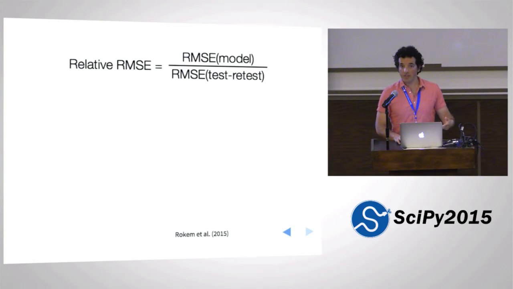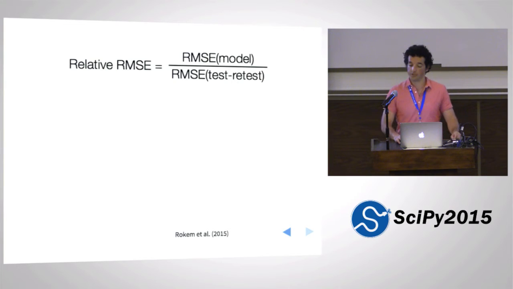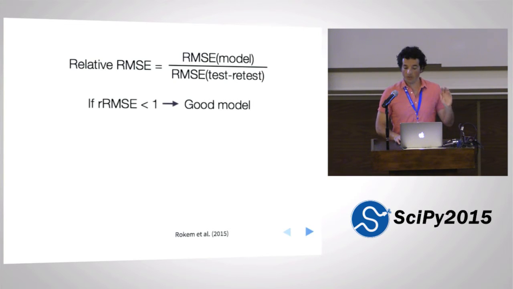We can compare then the error in estimating the model to the error in test-retest reliability and calculate an index. We call that relative root mean squared error. That tells us how well the model is doing relative to test reliability. If relative root mean square error is smaller than 1, it means that the model estimate is better than test-retest reliability, and we think of that model as a good model of the signal.